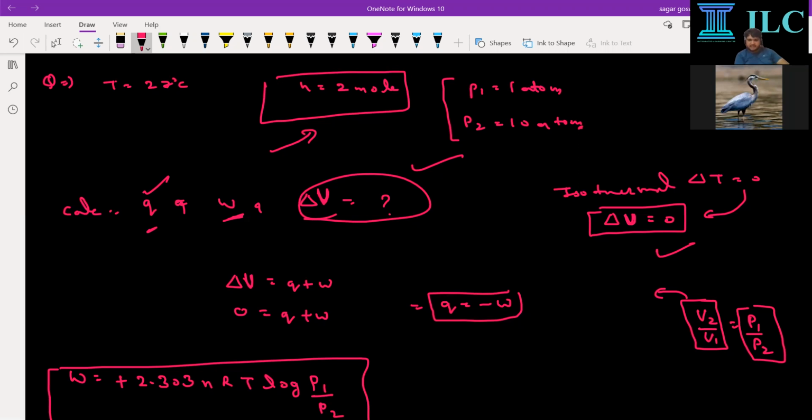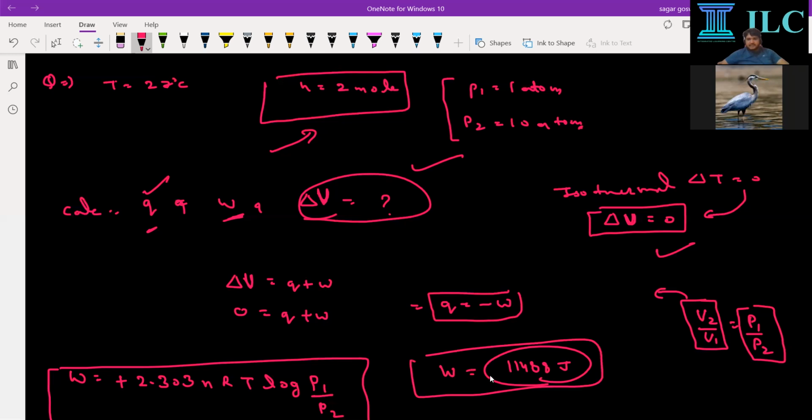Just take log 1 equal to 0, or you can just calculate it and quickly tell whatever answer comes. So W equals 11,488 log P1 by P2. Just suppose the log term comes as 1 after solving it. Obviously your answer will be 11,488 joule. So this is your work done.